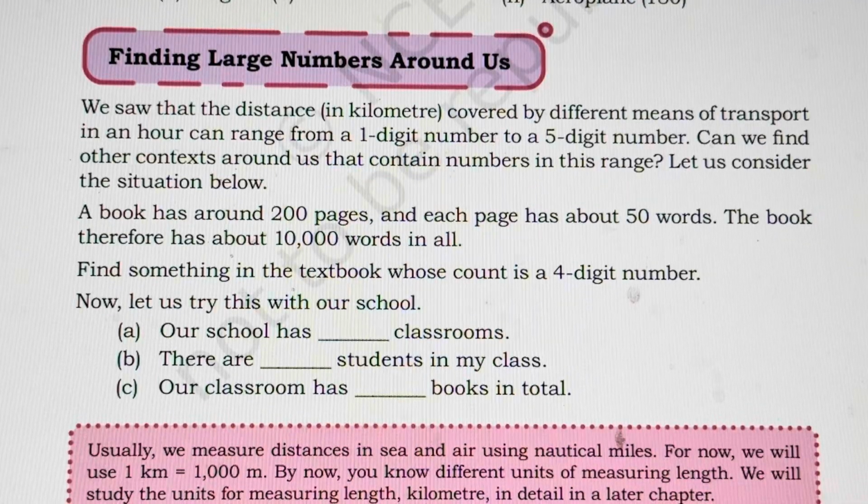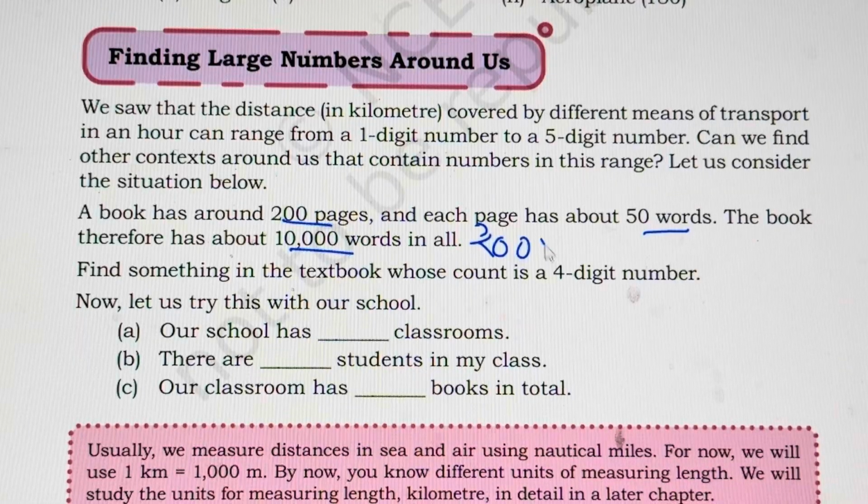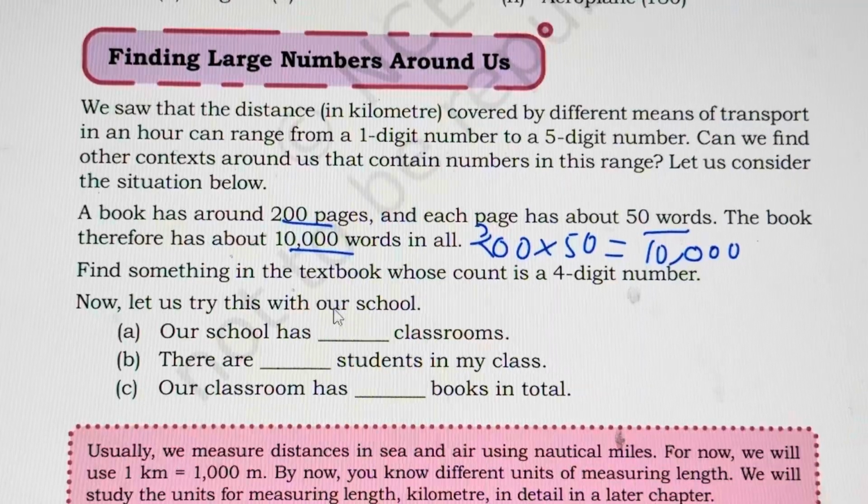A book has around 200 pages, right? If you check your own maths textbook, it has around 186 or 187 pages. So around 200, like a round figure. And each page has about 50 words. So there are about 10,000 words in all in your maths textbook. So 200 multiplied by 50. How do we multiply it? 2 fives are 10 and put these 3 zeros. So you get 10,000 words in all.